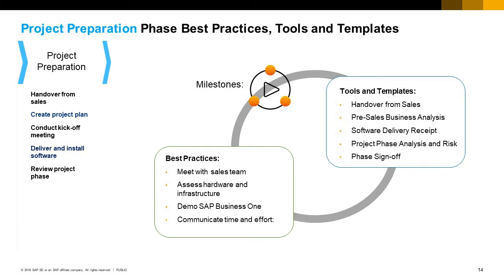Tools and templates you can leverage in this phase include: handover from sales checklist and pre-sales business analysis for documenting the customer goals and requirements. Software delivery receipt to document the delivery of the software. Phase sign-off to acknowledge the completion of the phase. Project phase analysis and risk spreadsheet to assess and estimate project risk, based on a series of answers that you supply.